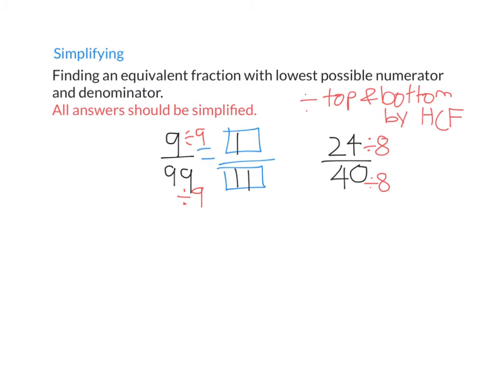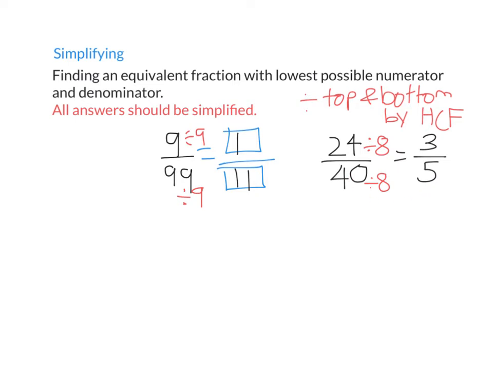So 24 divided by 8 is 3. 40 divided by 8 is 5. 3 over 5 and 24 over 40 are both equal to 0.6. They have the same value. They're a little more than a half, a little less than 2/3. But they are equal as fractions. They occupy the same position on the number line, but this version of the fraction is said to be simpler because it has a lower numerator, 3 is less than 24, and a lower denominator, 5 is obviously less than 40.